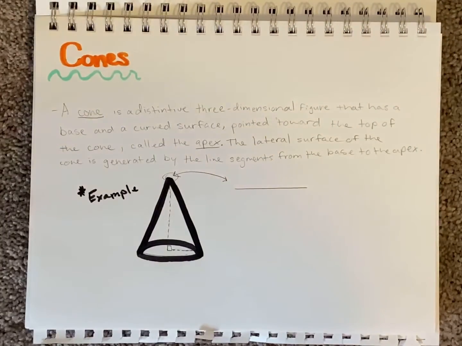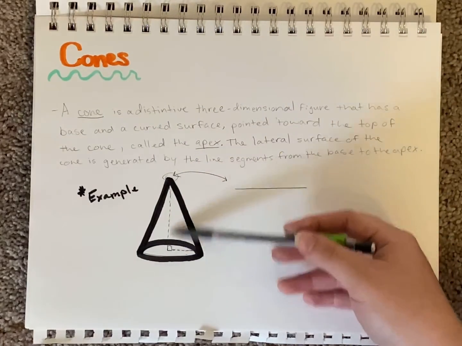Let's review a few more definitions. Cones. A cone is a distinctive 3-dimensional figure that has a base and a curved surface pointed toward the top of the cone, called its apex. The lateral surface of the cone is generated by the line segments from the base to the apex. And here you can see I've drawn an example of a cone.